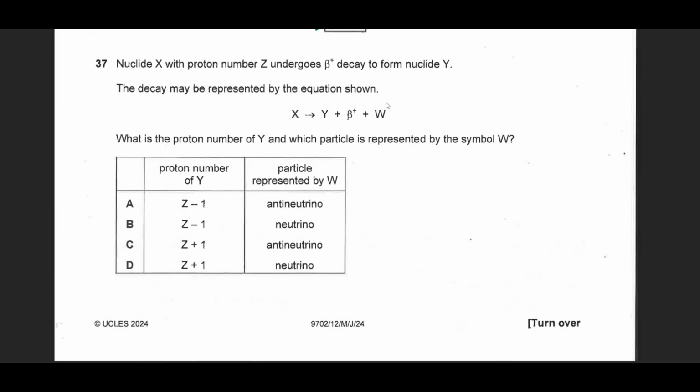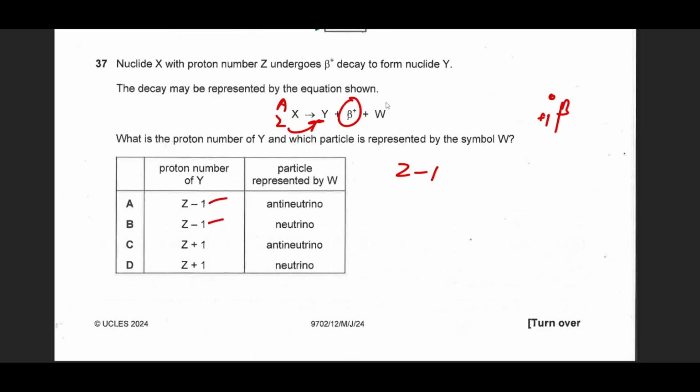Question number 37 is from memory. He says there is a beta positive decay. So what happens with Y? Proton number of Y, it should be decreased by 1, because for beta that is 0 plus 1. So this number or the proton number of Y will be less. So that will be Z minus 1. If this was A and Z, this will be Z minus 1.